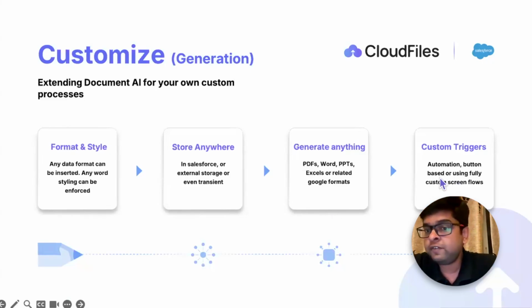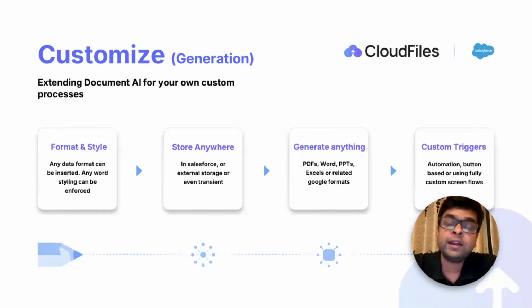Or one of my favorites is custom screen flow. You can build your own screen flow. You can have your own inputs over there. So you are not limited to whatever is there in the record. You can have the user provide inputs at runtime.